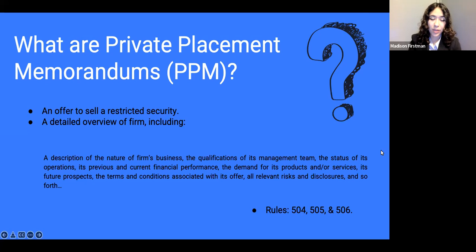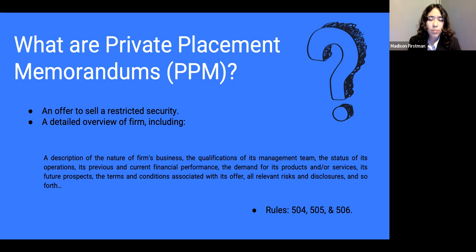So what are private placement memorandums? Well, they're very similar to a prospectus, which is what a firm would put out into the world when it's issuing an IPO. But a private placement memorandum is for the issuance of a private placement offering. Private placement offerings are used to issue restricted securities. Restricted securities are not available for sale on the open market, which means they are not available for sale to the general public.